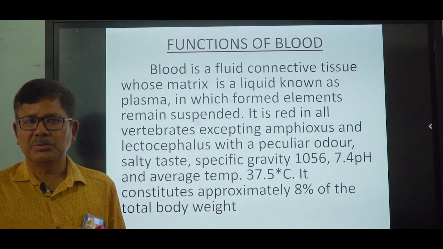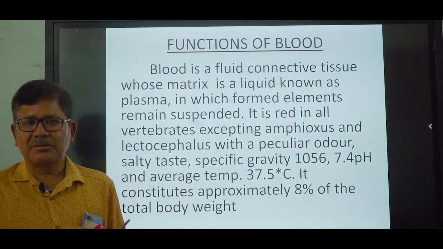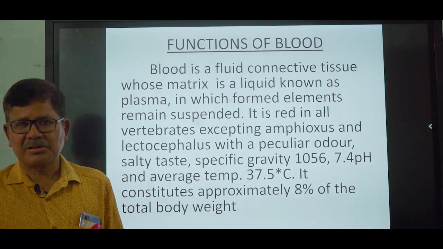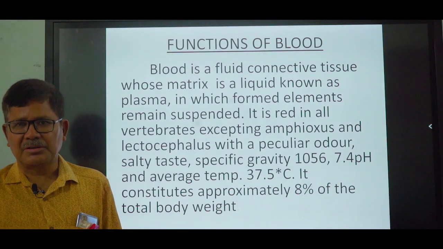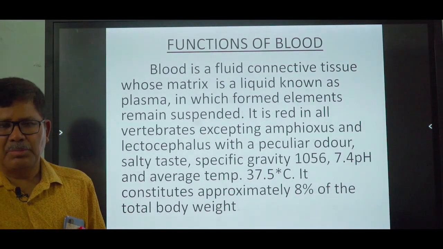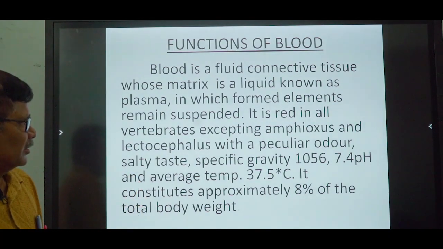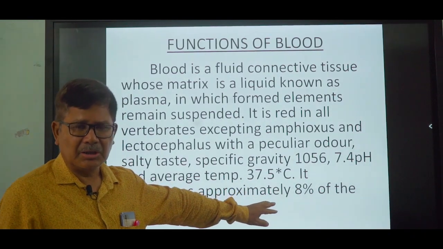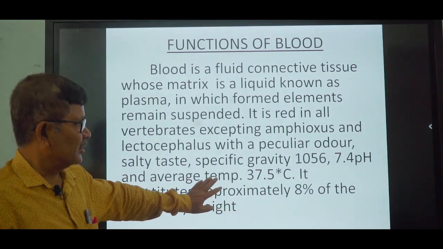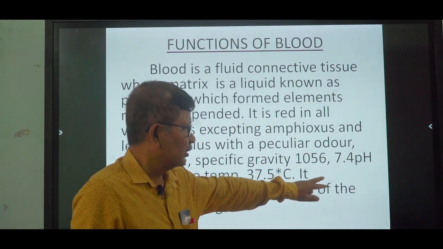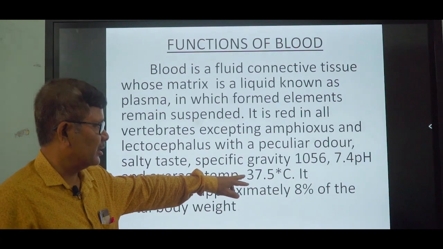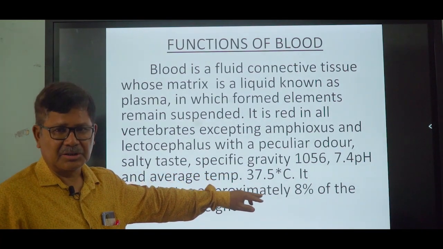As it is tissue, it has two parts. One part is the liquid part, that is the matrix of the blood, and another part is the blood cells or solid parts. We have blood about 8% of the total body weight in a normal person, and its pH is 7.4, specific gravity 1056, and temperature around 37.5 degrees centigrade.